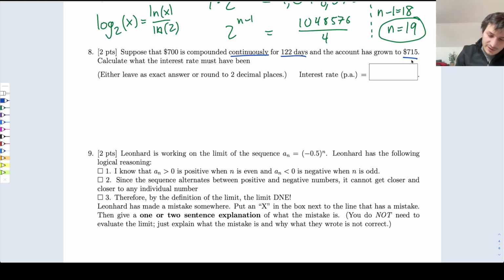So we're going to use this formula for continuous compound interest: the amount in your balance is the amount you started with times e to the r times t, where r is the interest rate. And in our case, we know some of these things. The account balance has become 715. The principal, what we started with, is 700. And the time is 122 days.